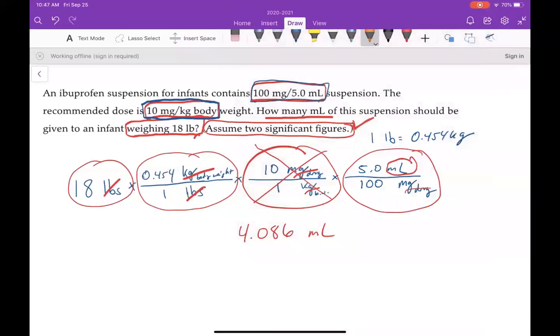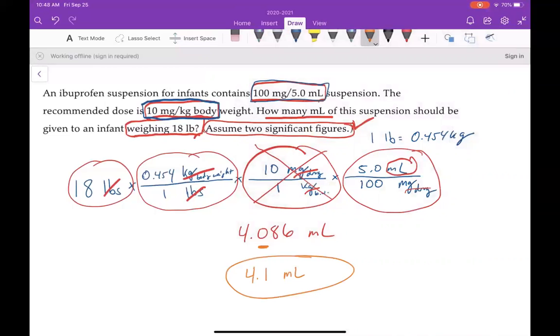Okay. So if I want 2 sig figs, I'm going to come to here. I'm going to look immediately to the right and see that it's an 8. Okay. Don't start all the way at the end of the number and round. Just look immediately to the right of where you want it to go. I'm going to say 4.1 milliliters.